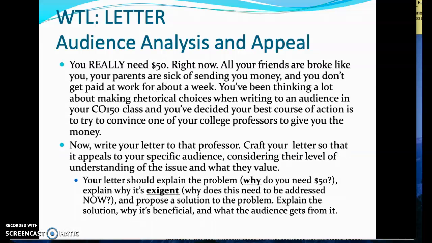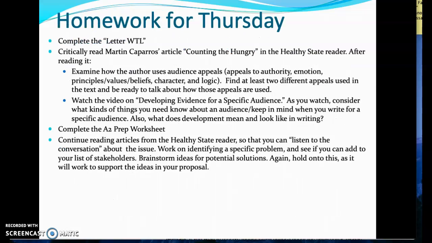So now write that letter to your professor. Craft your letter so that it appeals to your specific audience, considering their level of understanding of the issue and what they value. Your letter should explain the problem, so why you need that $50. It should explain why it's exigent, so why this needs to be addressed now, and it should propose a solution to the problem. So it should explain the solution, why it's beneficial, and what the audience gets from it.